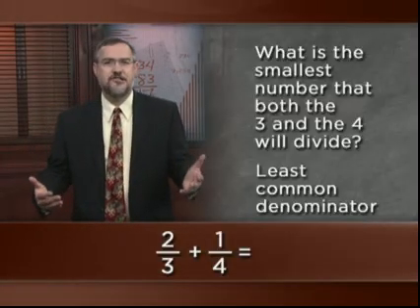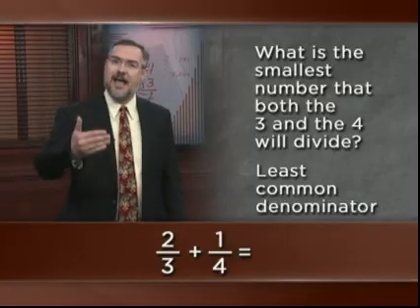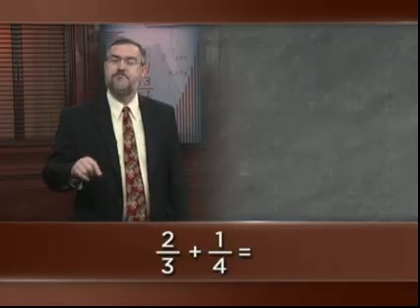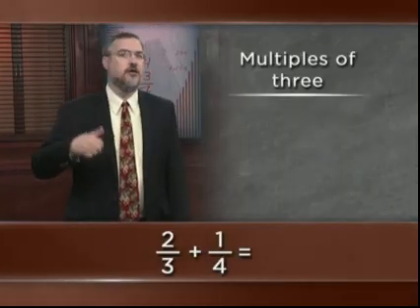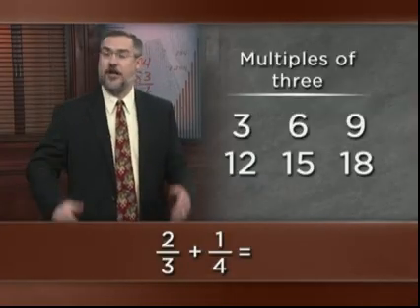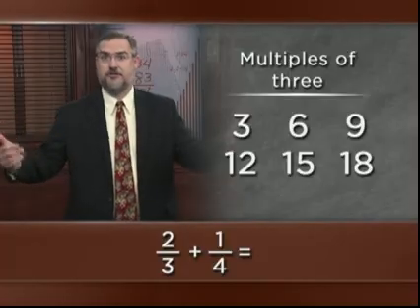Okay? And let me give you a basic way to figure this out. Why not start listing the multiples of one of the numbers, let's say the 3, and then ask which one in the list is also divisible by 4. Let's do it quickly. The multiples of 3 are 3, 6, 9, 12, 15, 18, and so on. We know that 3 divides all of these because they're the multiples of 3.